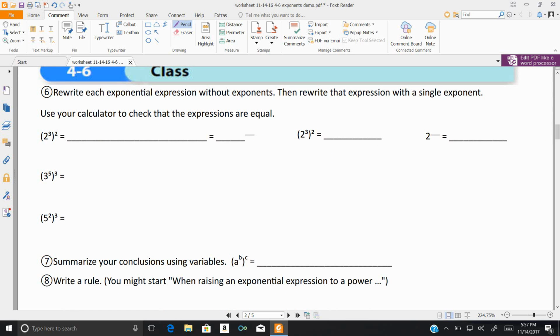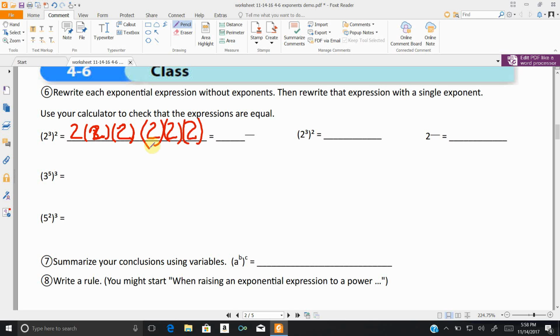Next one is dealing with raising an exponential expression to a power. So I have 2 to the third power and that entire expression to the second power. So I'll start off with 2 to the third power. And that's 2 times 2 times 2. You'll have to trust me, that's a 2. And I want to square that. So if I square it, I multiply it by itself. So I take that 2 times 2 times 2, and I multiply it by another 2 times 2 times 2.